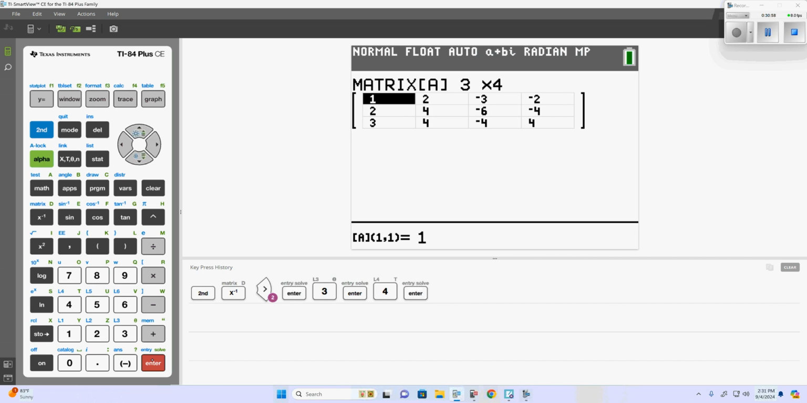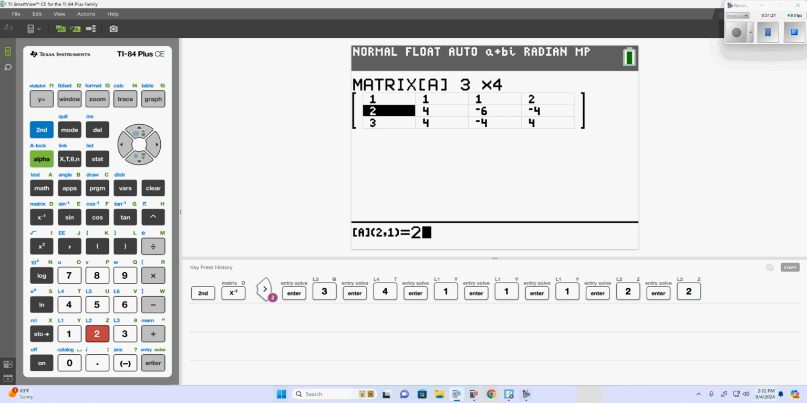So the first row was 1, 1, 1, 2. So 1, enter, 1, enter, 1, enter. As you type each number in, 2, enter, 3, enter. We'll change it as we go.